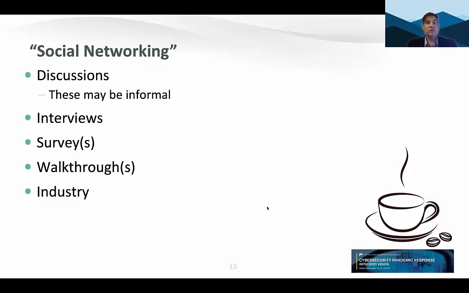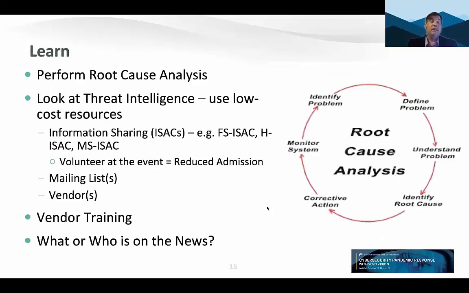Is there something here that represents a weakness? And of course, I can only learn so much through my organization, so I'm going to talk to others in industry. And that's really something you need to learn. When something happens, not just fix the problem, but perform a root cause analysis, and look at threat intelligence from various sources. Some of these are very low cost, depending upon your organization size, like the financial services ISAC. Look into those events that they hold.